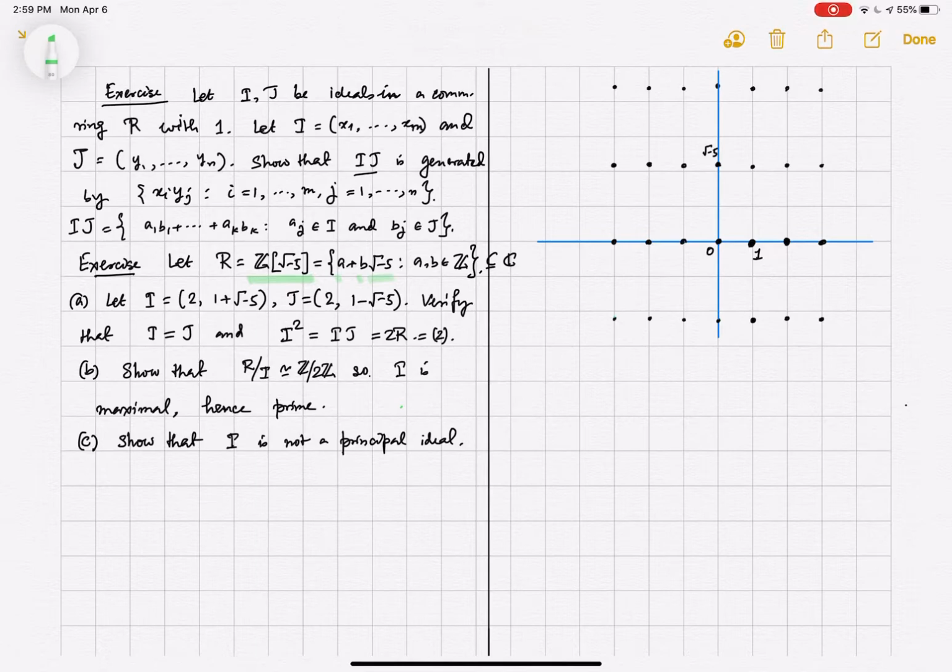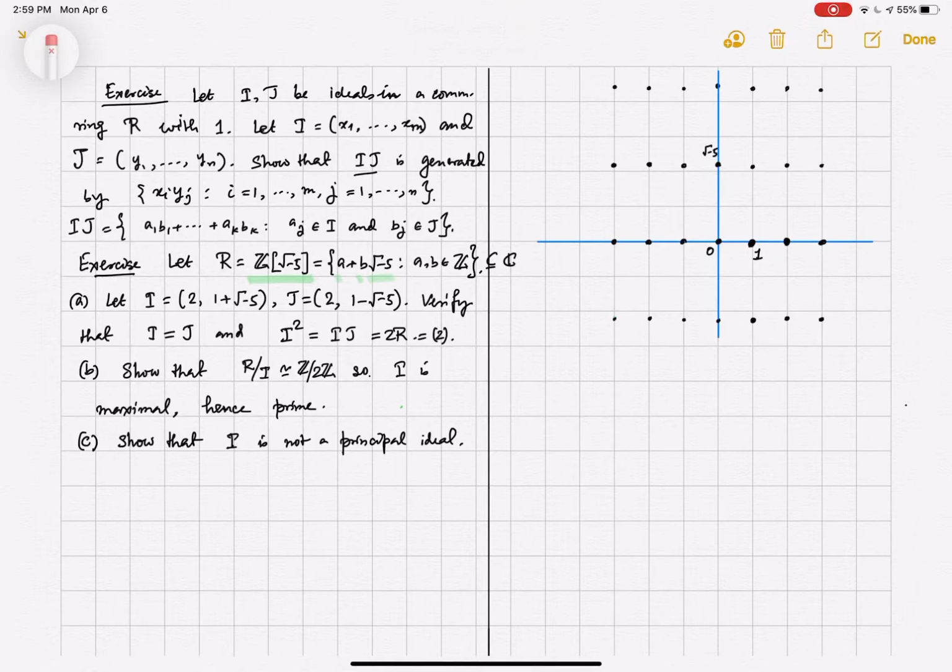All these dots that you see on the picture on the right-hand side. Here is 1, and here is square root of minus 5, and you take all integer linear combinations of these two. So you get this rectangular grid in the complex plane. And this is a ring under addition and multiplication of complex numbers that you can check rather easily.